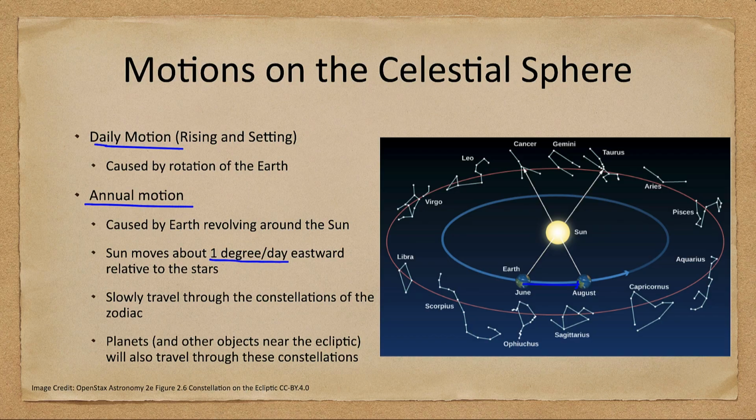So these are very prominent constellations, and we'll look at them in more detail in another lecture. But they're not prominent because they're unusually bright. They're prominent because they are located near the ecliptic, which means that the sun, moon, and planets will pass through them.